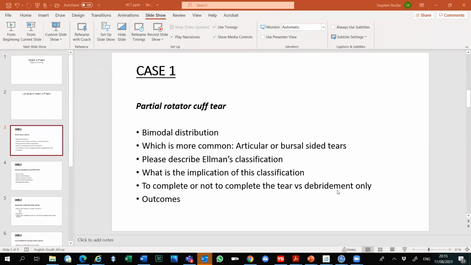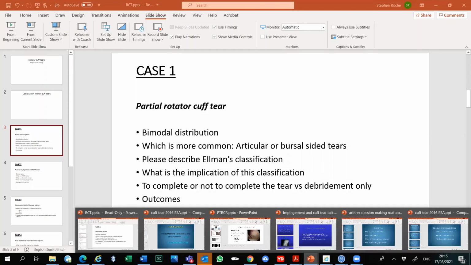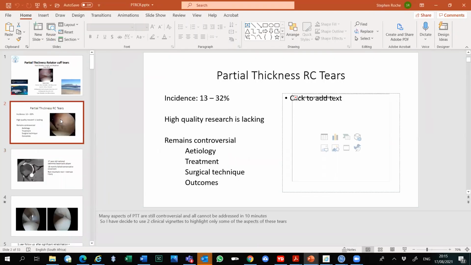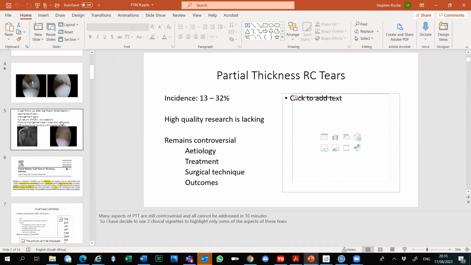I think you need to be guided by the size of the tear. From what you've said previously, you go according to, I think it was, more than half of that you complete it. You've got to decide if it's partial or full thickness. So if it's partial and it's more than half, like you've said previously, then you complete it and then treat it as a full thickness tear. I don't know if that's correct.